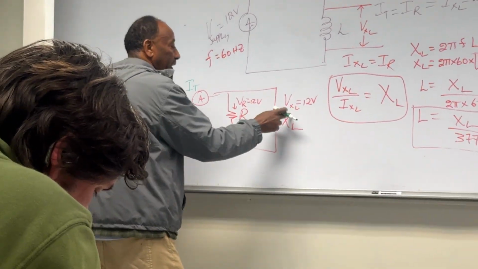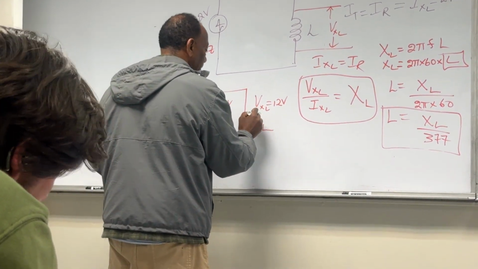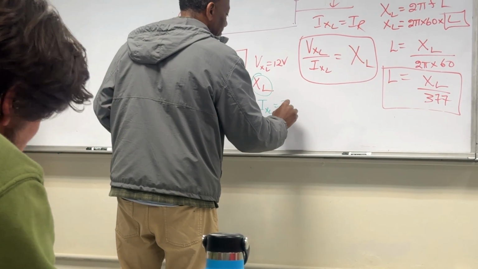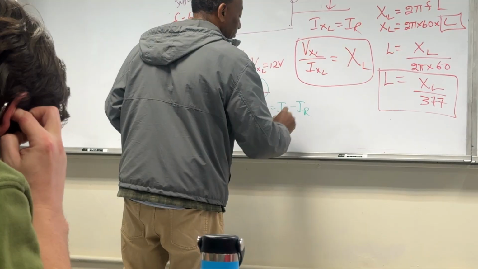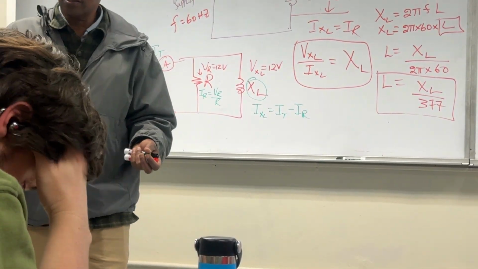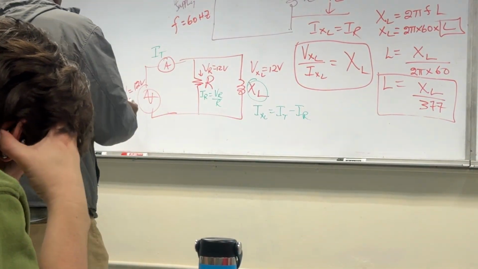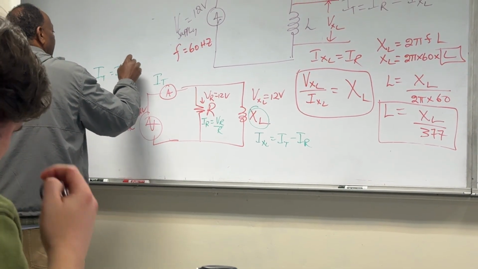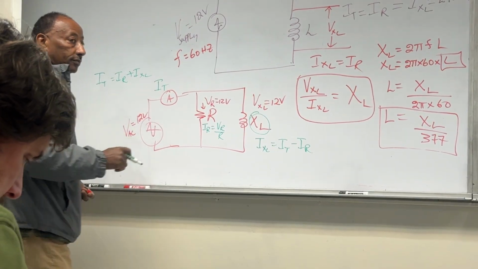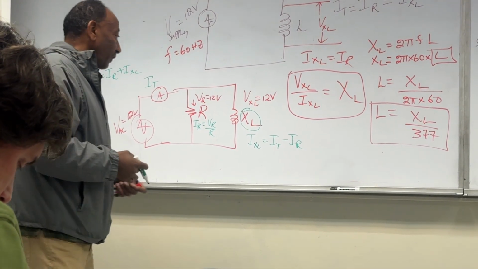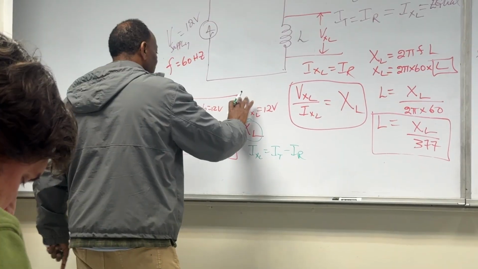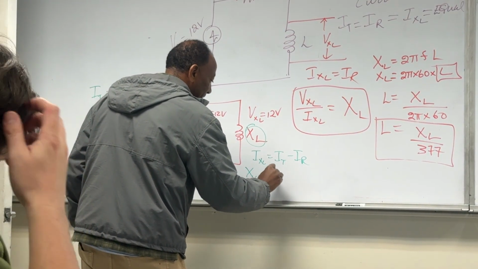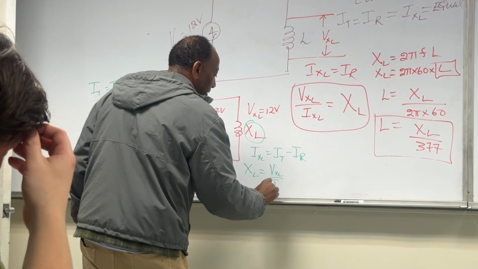Now, the current going here, since I don't know this, IXL is going to be equal to I total minus IR, right? Because it's a parallel circuit, the current is the sum. So the total current, I total, is going to be equal to IR plus IXL, right? So if I determine the current, basically I know the voltage already is 12 volts. So XL is going to be equal to VXL over IXL.